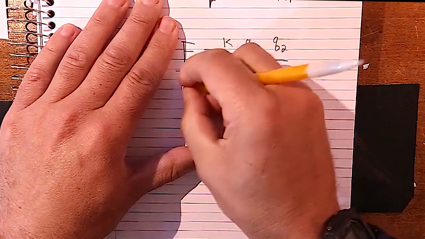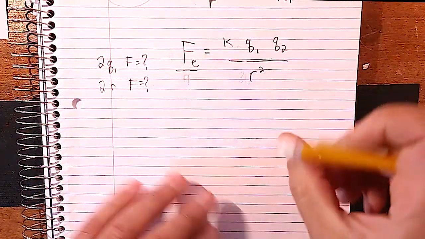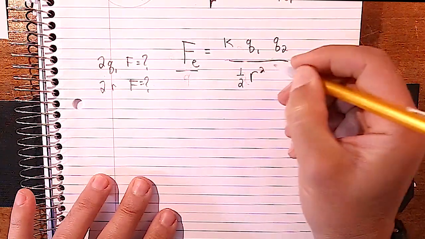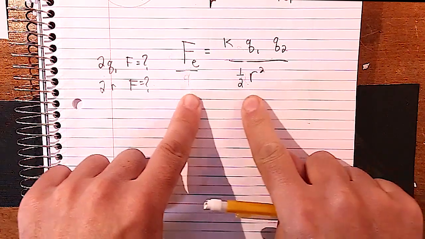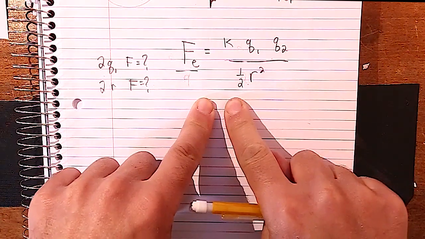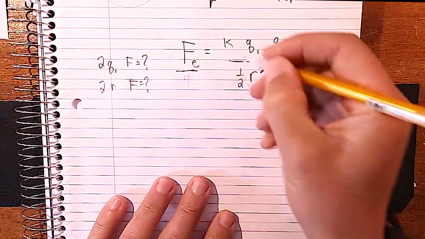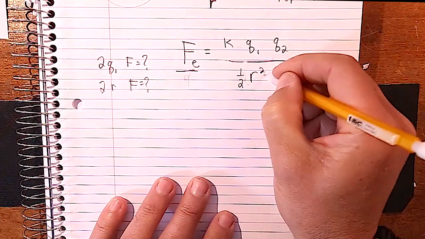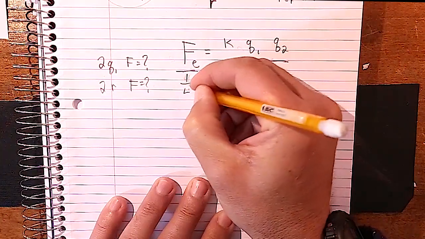Here's where it gets a little bit tricky. What if we cut the distance in half? Now, think about it from a logical standpoint. If we cut the distance in half, we move these two particles closer together, what happens to the force? Well, we know that the force has to increase, but the question is by how much? Well, a half becomes squared. 1/2 squared is 1/4. So we have a 1/4 here.